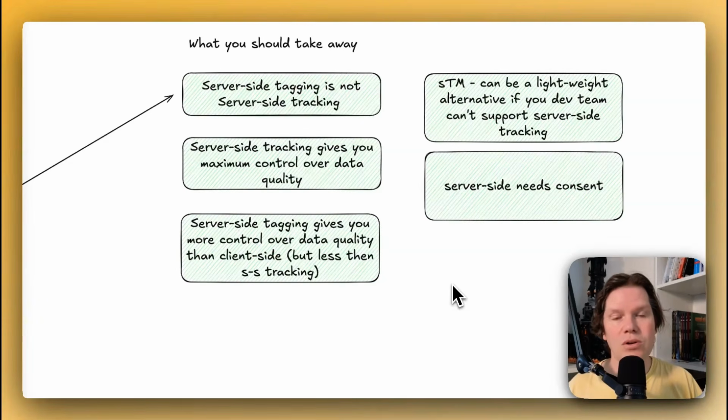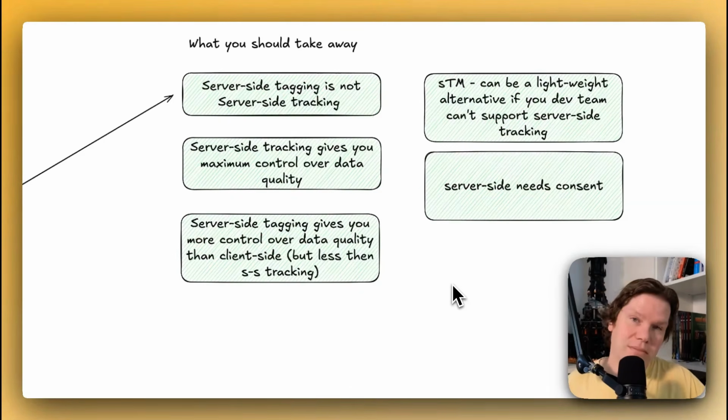And the second thing is when you use server-side tagging with Google Tag Manager, you don't own the code base. So you cannot put the same measures in place like you could on a server-side tracking setup. Server-side tracking gives you the maximum control over data quality. So if data quality is something really important for you, server-side tracking is the way to go. Server-side tagging gives you more control over data quality than client-side tracking. That is definitely true, but it's less than server-side tracking. So you have to be aware of that. If data quality is really your goal, figure out if you can do server-side tracking.